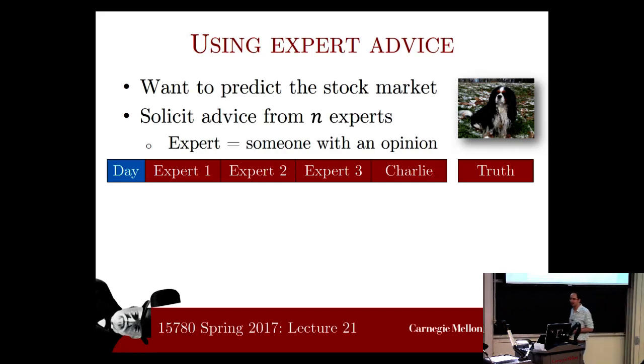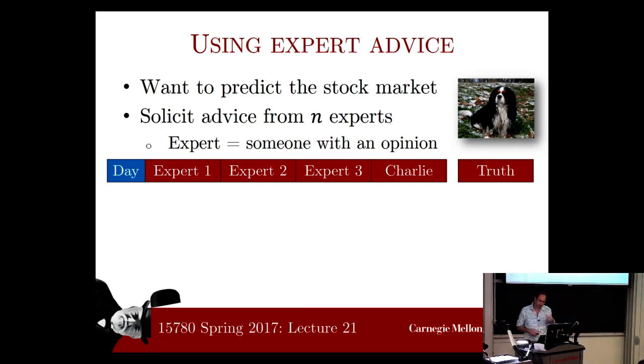So the idea is that the experts are not necessarily true experts in terms of getting stuff right, or just somebody with an opinion. So in this example, our task is going to be to predict the stock market, and we're going to have 3 so-called experts, and the 4th will be my dog Charlie. The way Charlie makes predictions is if his tail is pointing up, then he says yes, the stock market will go up, and if his tail is pointing down, then he says no, the stock market will go down.